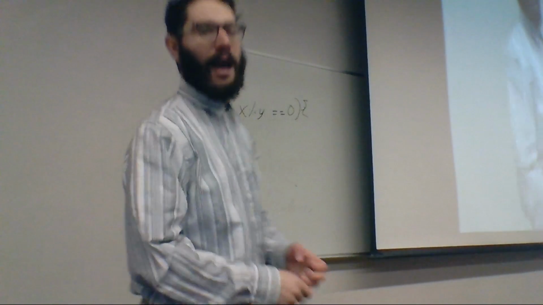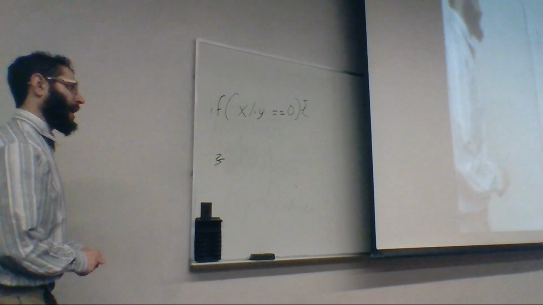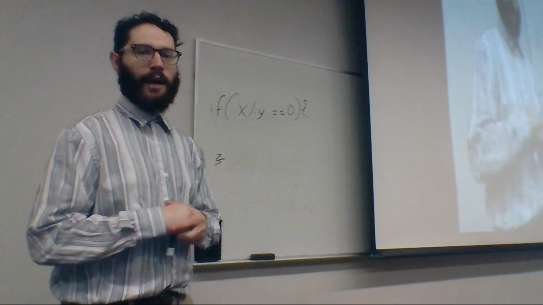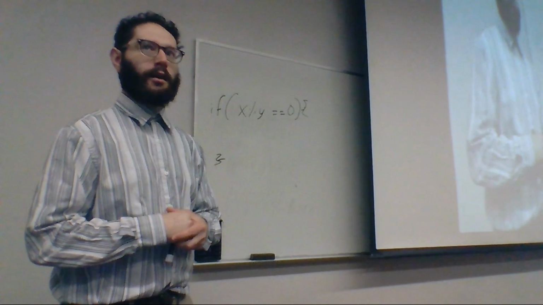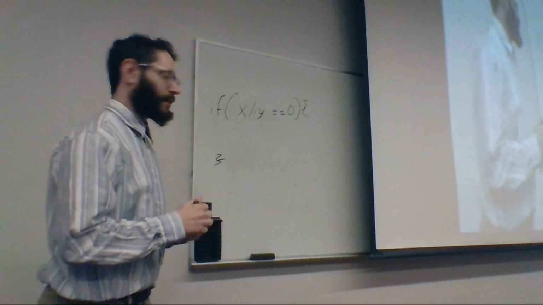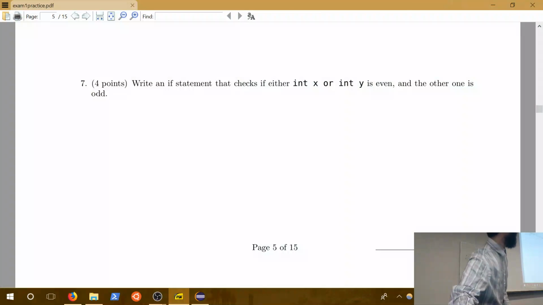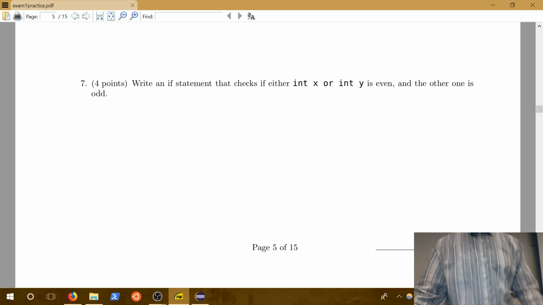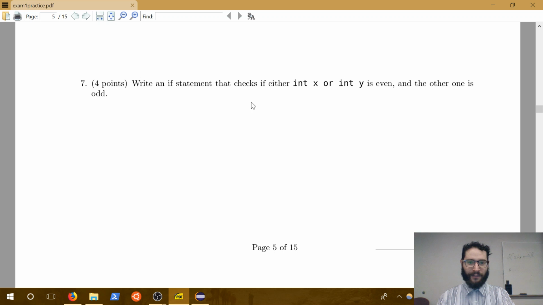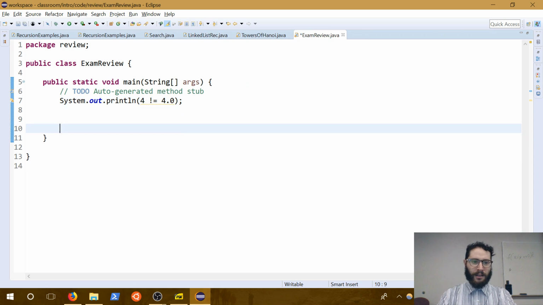So this one's a bit of a trickier one. Write an if statement that checks if either x or y is even and the other one is odd. So we have to check basically one of two things. X is even and y is odd, or x is odd and y is even. This one's a bit of a... so let me just flip it onto the board for a second. And I'll go ahead and type this up on here because that's easier for people to see. Okay. So write an if statement that checks if either int x or int y is even and the other one is odd. Okay. So there's a couple ways to do this.